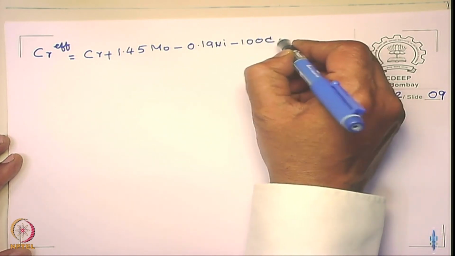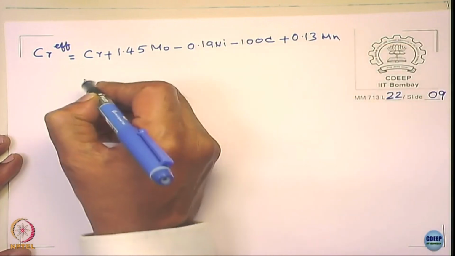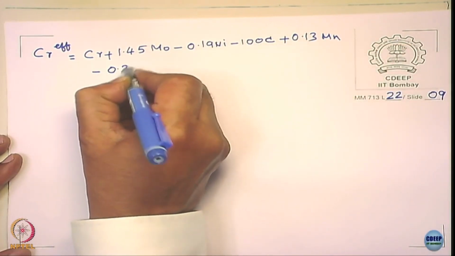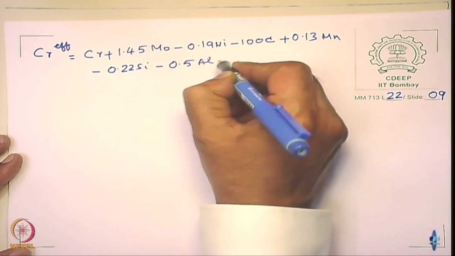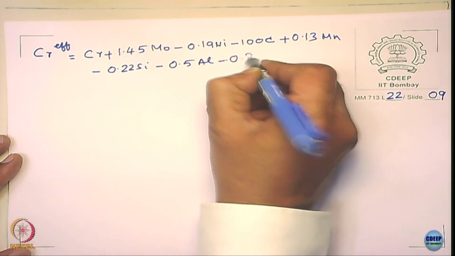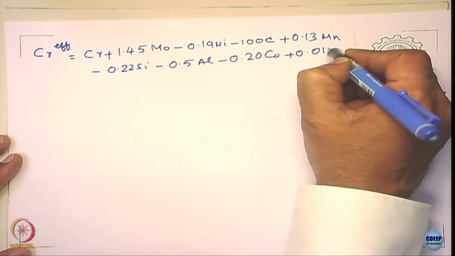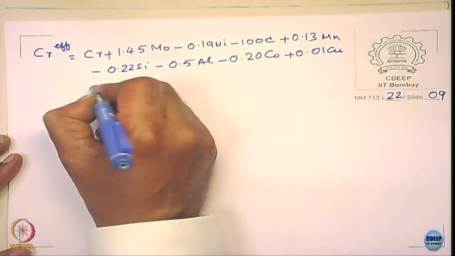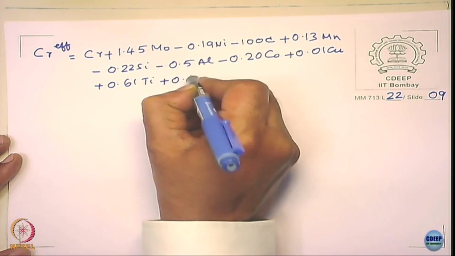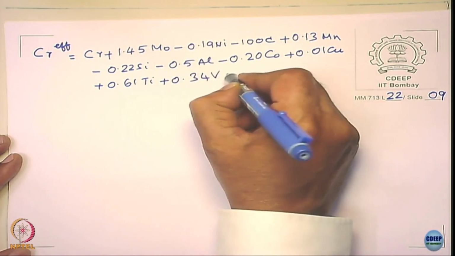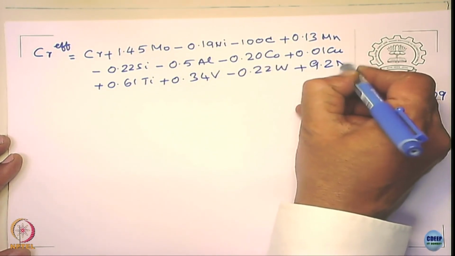okay, plus 0.13 manganese minus 0.22 silicon minus 0.5 aluminum minus 0.20 cobalt plus 0.01 copper plus 0.61 titanium plus 0.34 vanadium minus 0.22 tungsten plus 9.2 nitrogen.